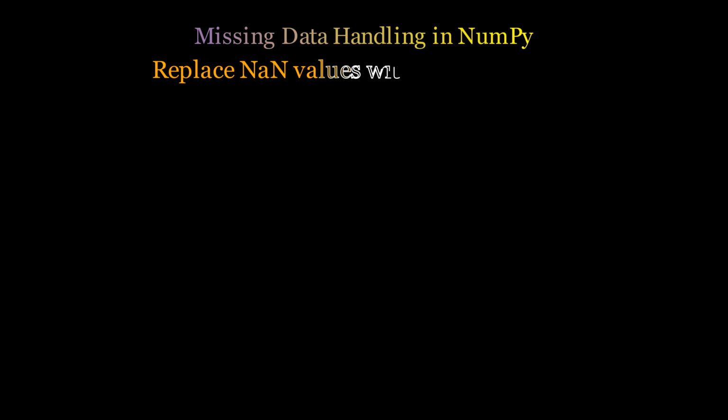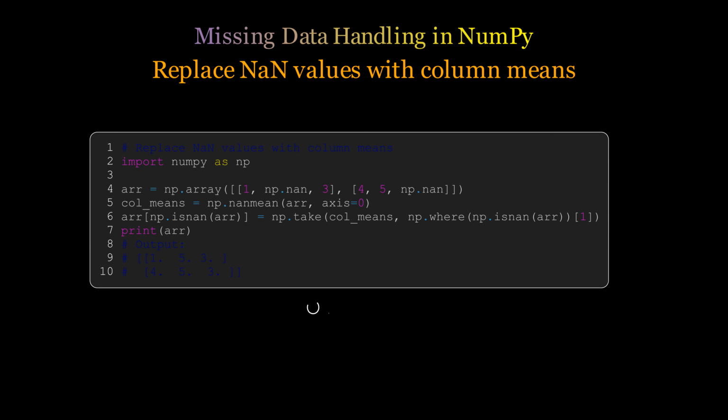A common approach is replacing missing values with column means. We use np.nanmean, which ignores NaNs when calculating means. This preserves data distribution while handling missing values.